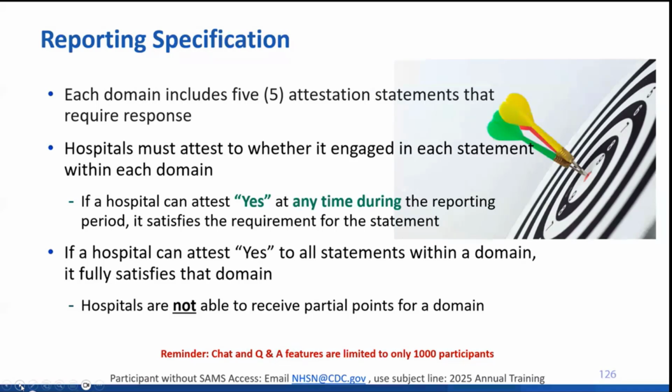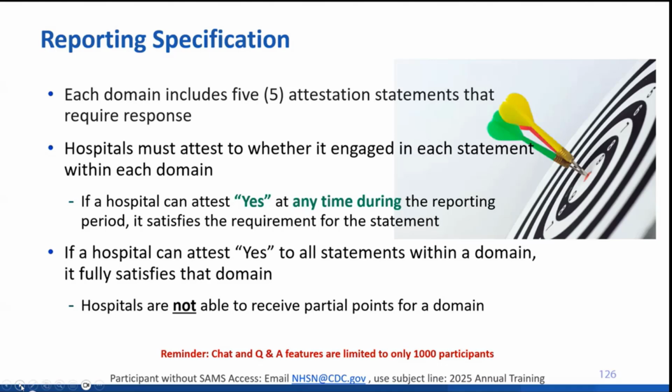Each of the 5 domains consists of 5 attestation statements that hospitals must respond to. A hospital will evaluate and determine whether it engaged in each of the statements that comprise a domain. If a hospital can respond yes to any of the statements at any time during the reporting period, it meets the requirement for that particular statement.